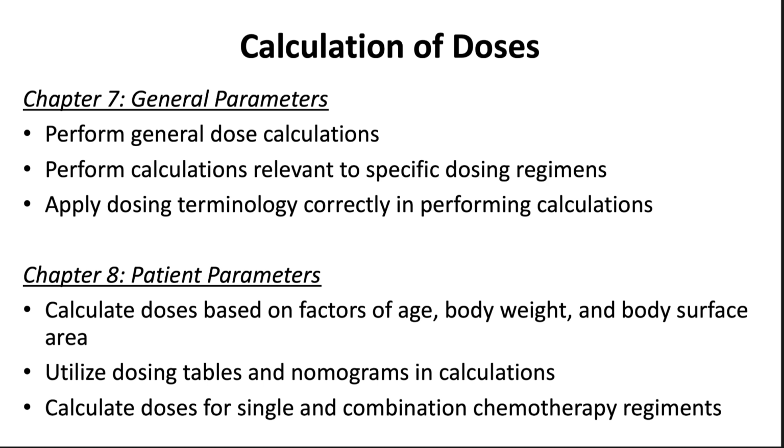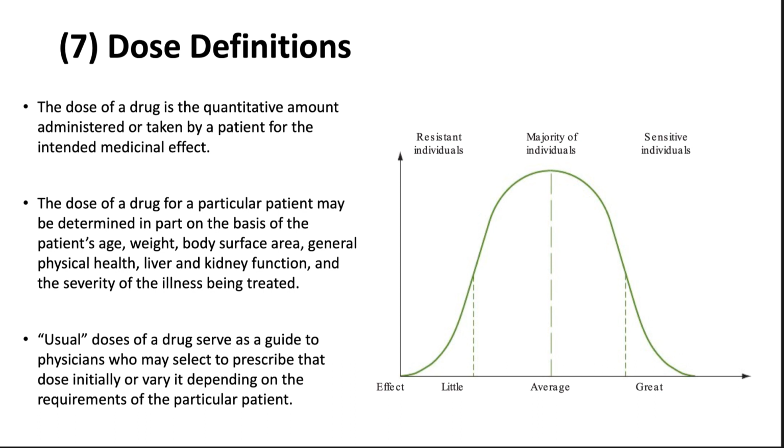So with that, let's start with some basic definitions. And certainly, what is the definition of a dose? The dose of a drug is the quantitative amount administered or taken by a patient to produce the intended medicinal effect. All right. Well, that's the amount of drug to do the thing we want it to do.